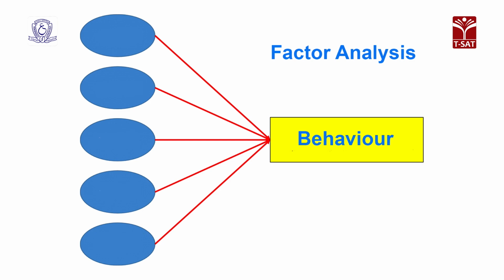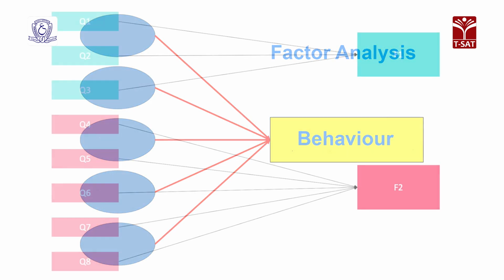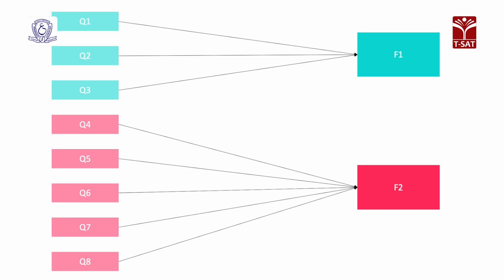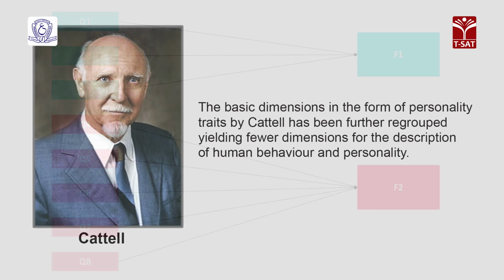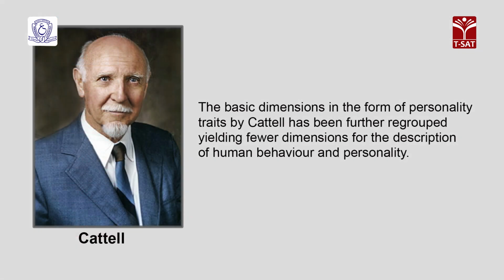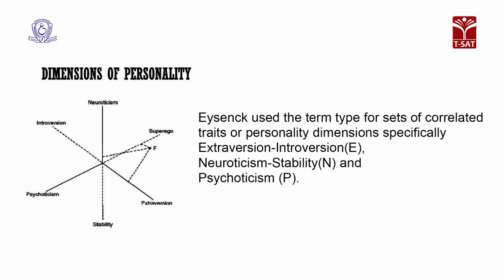This technique reduces behavior to a number of factors which can be grouped together under separate categories. Thus, the basic dimensions in the form of personality traits by Cattell have been further regrouped, yielding fewer dimensions for the description of human behavior and personality. Eysenck used the term type for a set of correlated traits or personality dimensions, specifically extraversion, introversion, neuroticism, stability, and psychoticism.